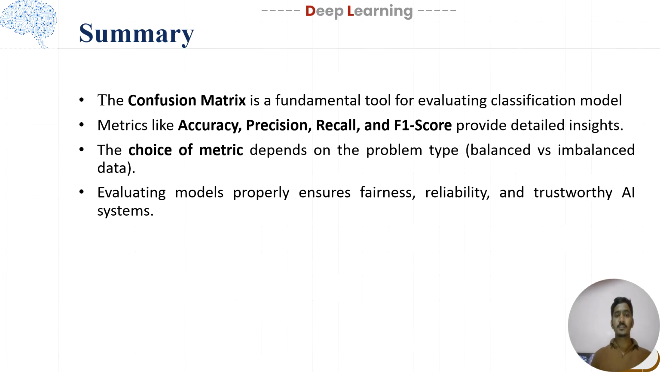Lastly, to summarize, the confusion matrix is the foundation of evaluating classification models. Metrics like accuracy, precision, recall, and F1 score help us to measure the performance more meaningfully. The choice of metrics depends on the problem type or the balance or imbalance of the dataset. Proper evaluation ensures that our AI models are fair, reliable and trustworthy.